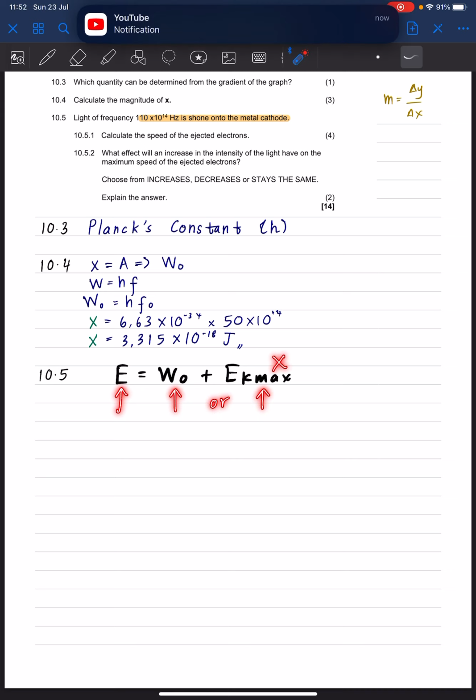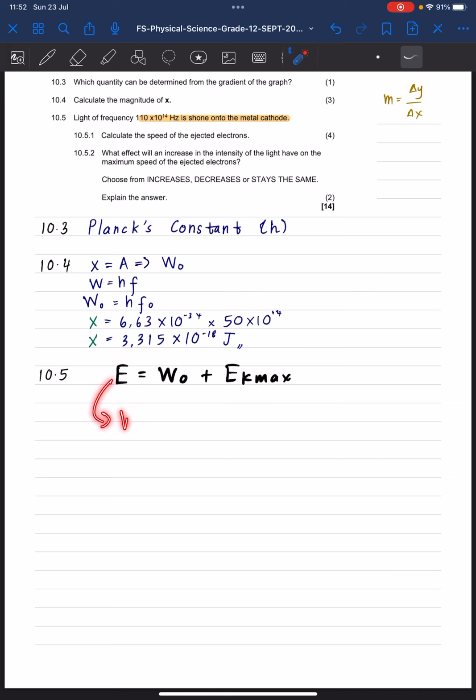Well, obviously it doesn't fit in with EK max because EK max has to do with the photoelectron. Here we are talking about light of a frequency. It does not fit in here as well because W0 has to do with the metal, but we are talking about light. E over here is talking about light, so that's the information that we've been given. We know that this E can be expanded into E is equal to h times f, and so we're going to substitute that 110 over here into this expanded formula.